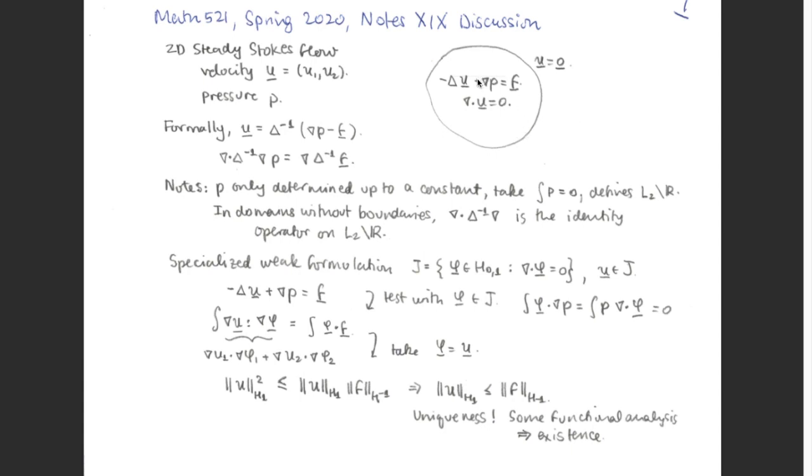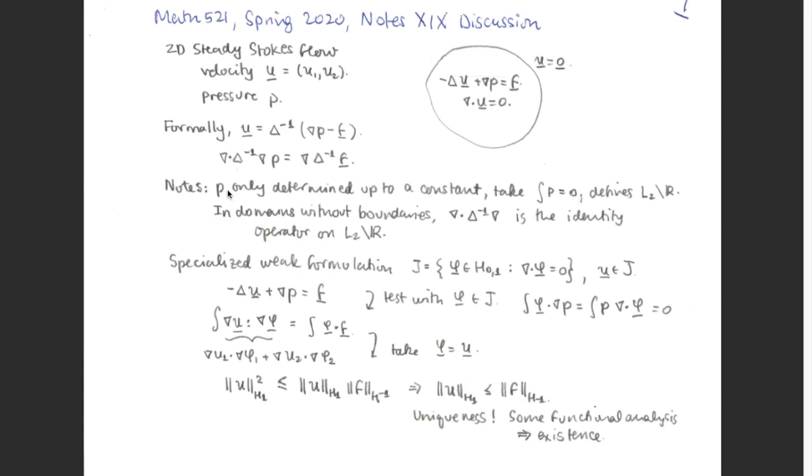First of all, you have to realize that P is only determined up to a constant because it only appears as the gradient of P, so you can change P by any constant that you want. There's an arbitrary constant in the pressure, and typically, on the analysis side, you fix the constant in the pressure by requiring the integral of P to be 0.